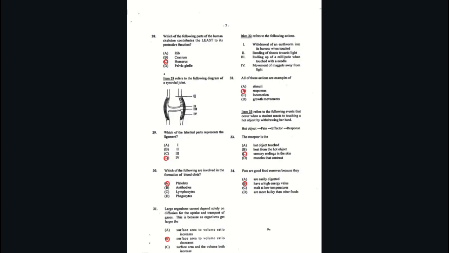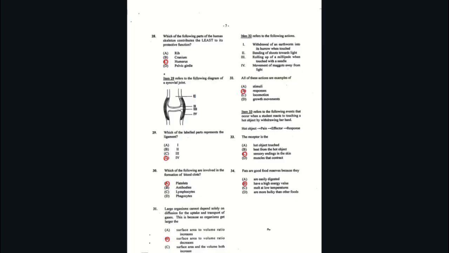Then number 30 says, which of the following are involved in the formation of blood clots? So the answer is A, platelets. And then number 31 says large organisms cannot depend solely on diffusion for the uptake and transport of gases. This is because as organisms get larger, the surface area to volume ratio decreases, which is B.